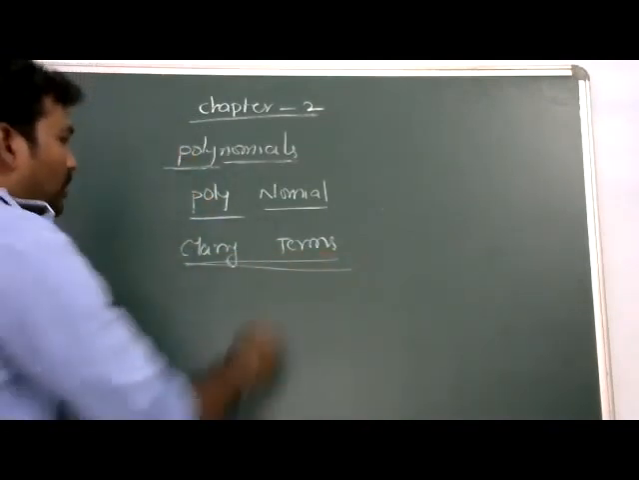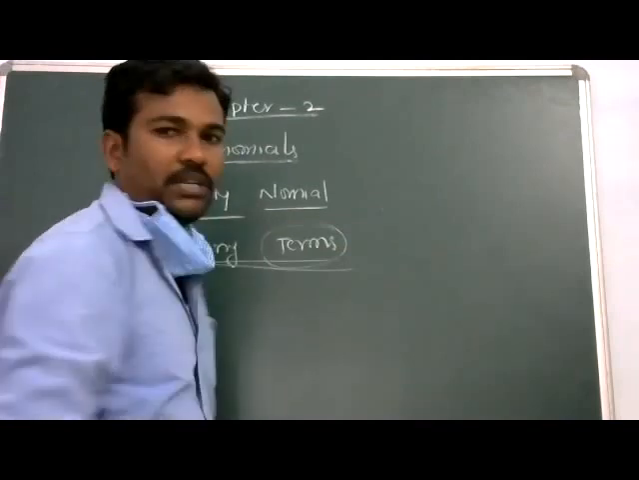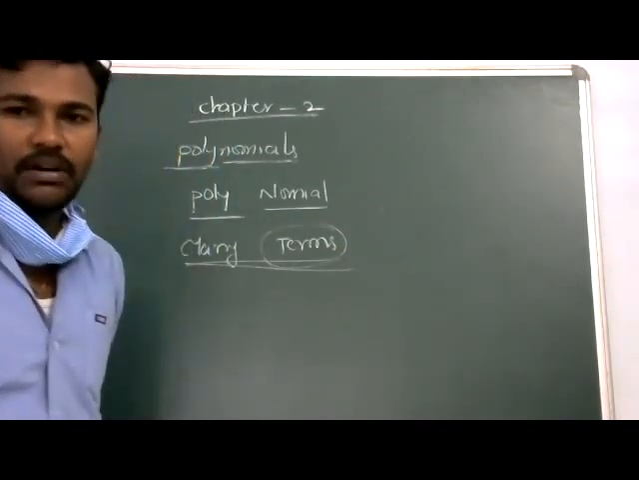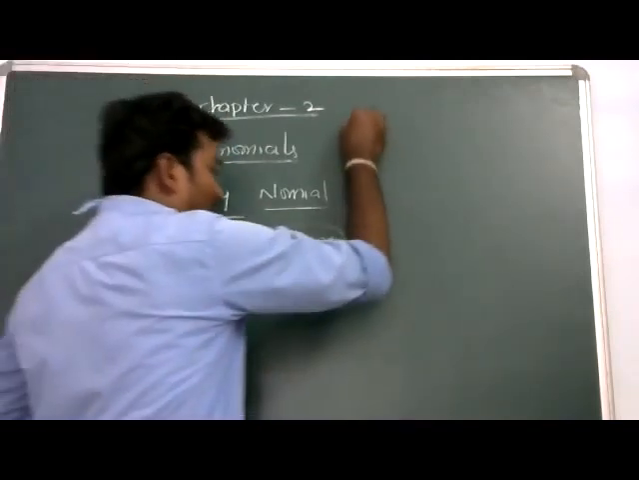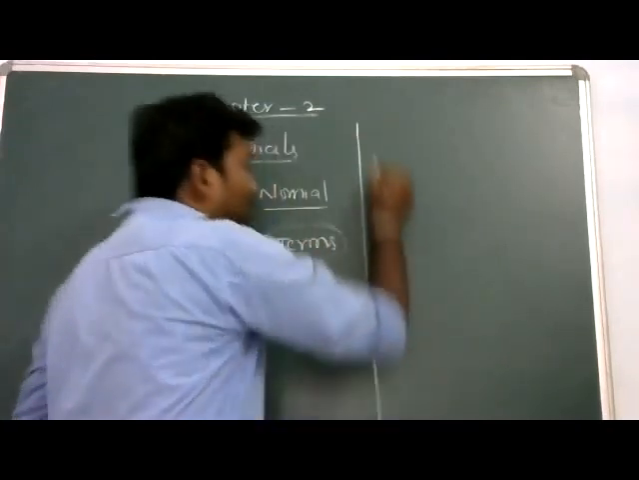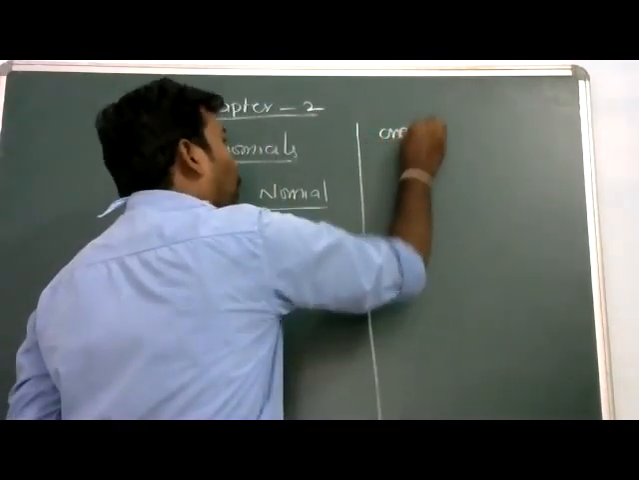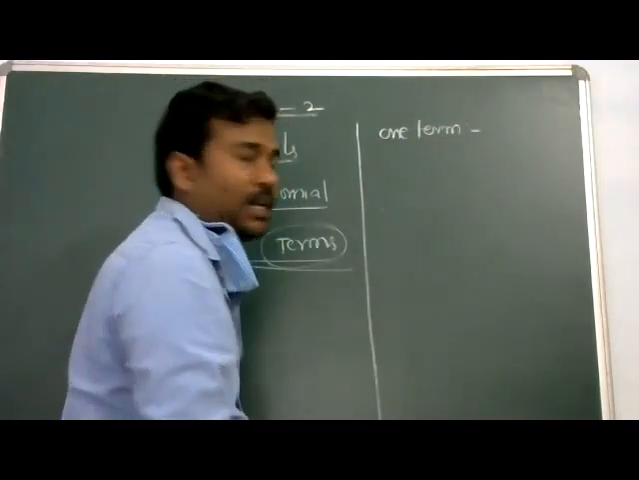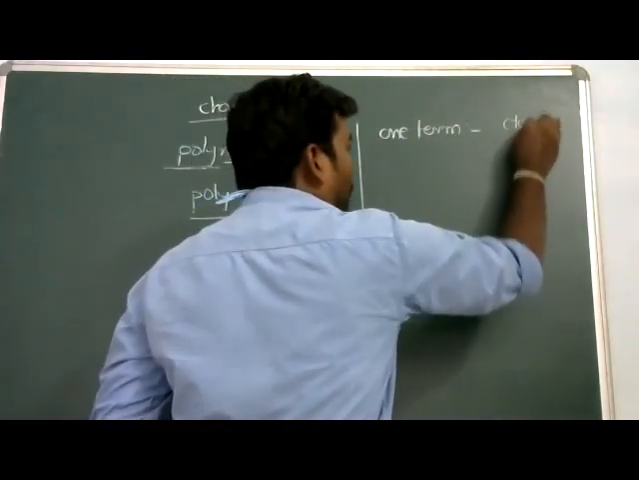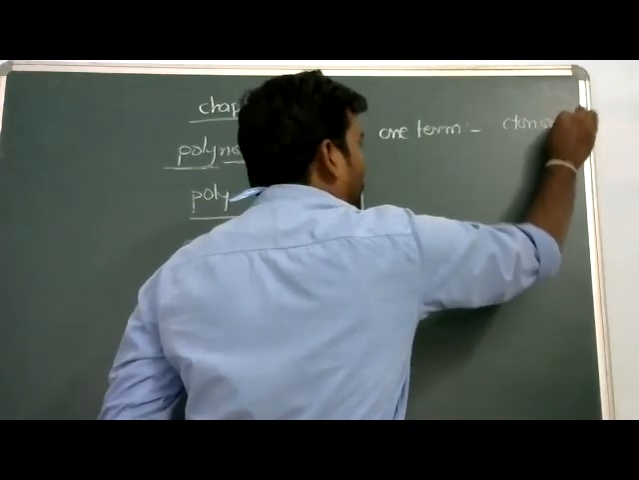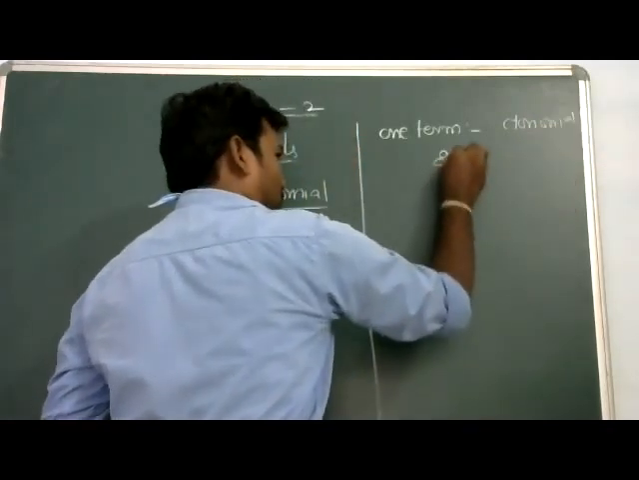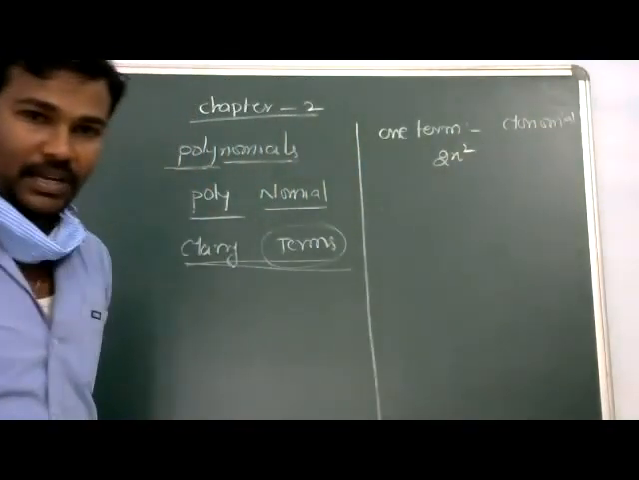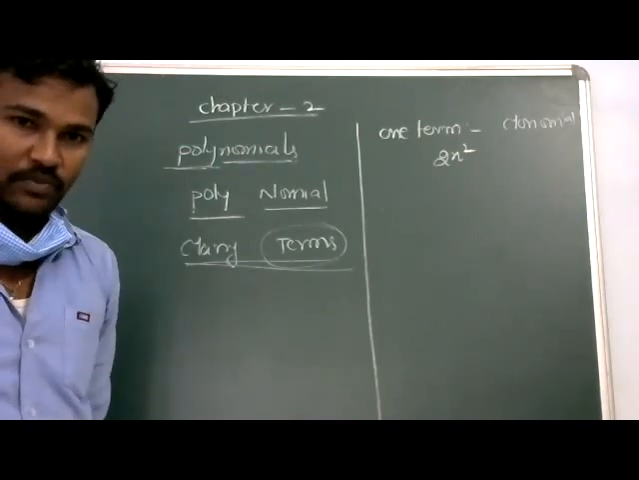Here you can know what is meant by term. An expression with any coefficient is called a polynomial. Suppose an expression contains one term, then it is called a monomial. For example, 2x squared. This is a monomial. Why? Because the expression contains only one term.